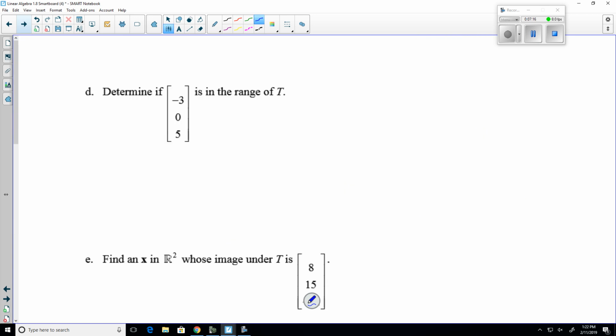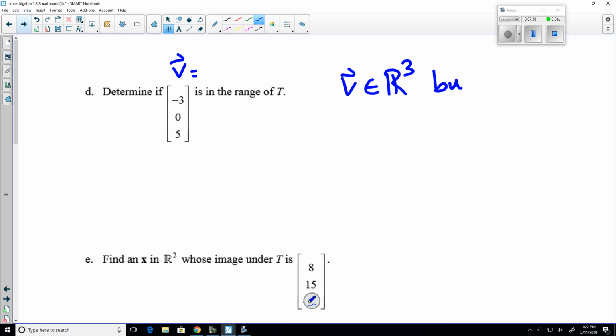So the next one says determine if this vector is in the range of T. So let's call this v. So v is in R3, right? It's in the codomain. It's a three-dimensional vector.